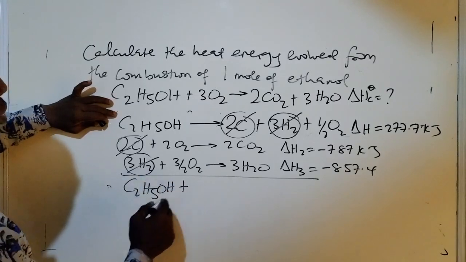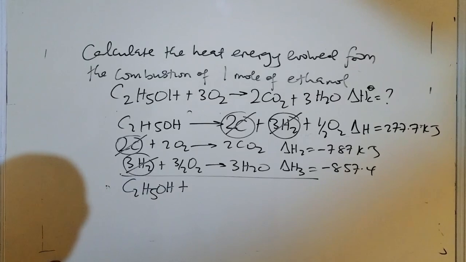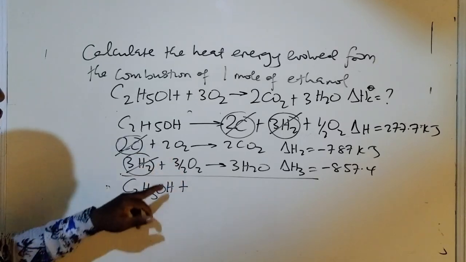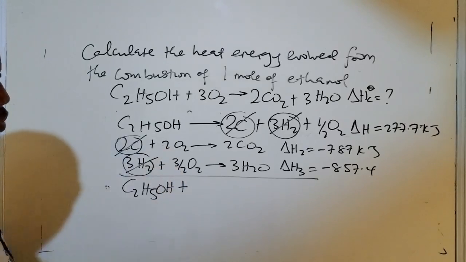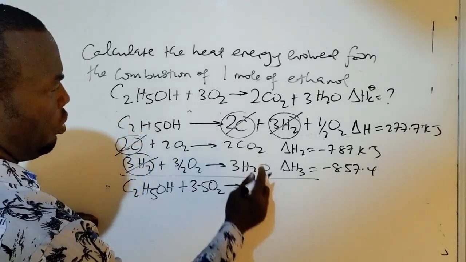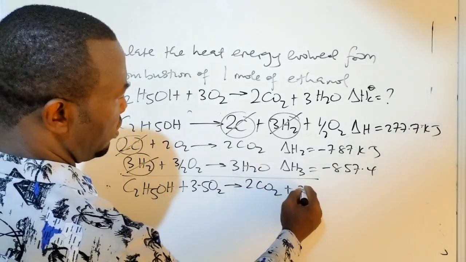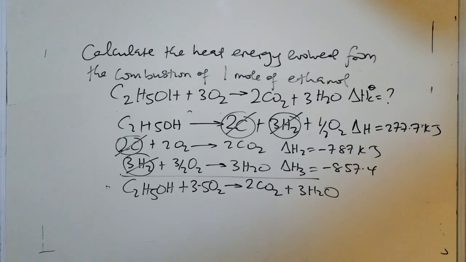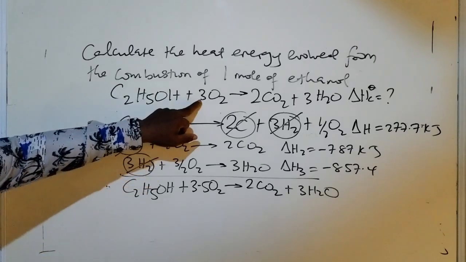So let us add C2H5OH plus, we're going to add this oxygen, 1.5 plus 2, that gives us 3.5, or 7/2 oxygen, giving us 2CO2 plus 3H2O. So that's the equation. Let's see what is wrong. It appears that this one is 3. What is wrong with this? Let's check very well.